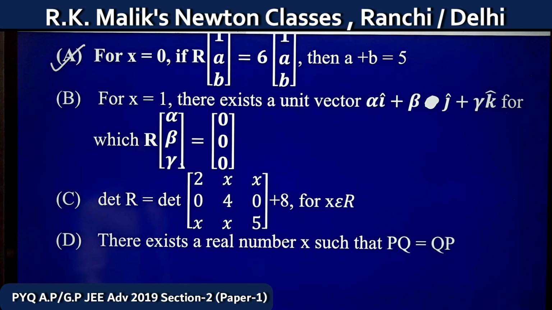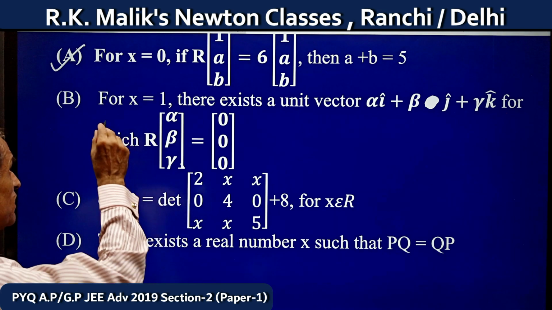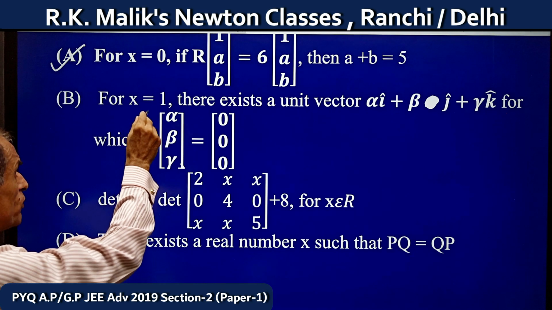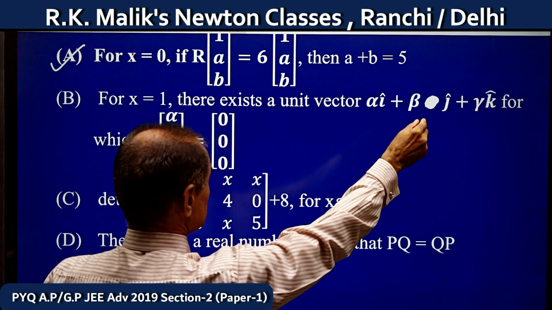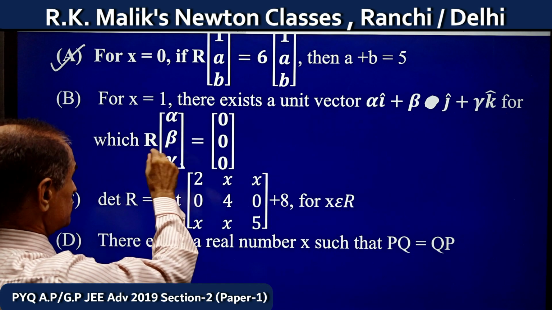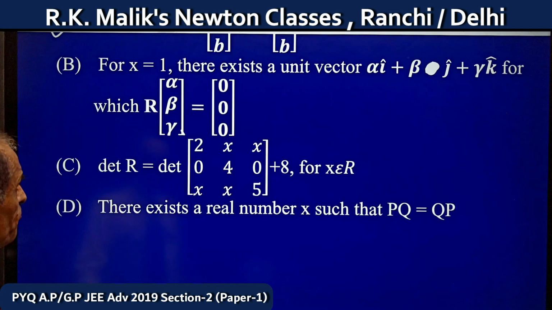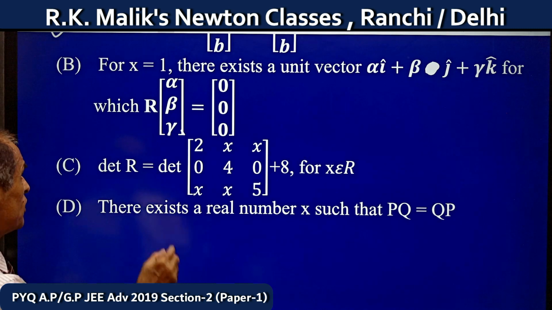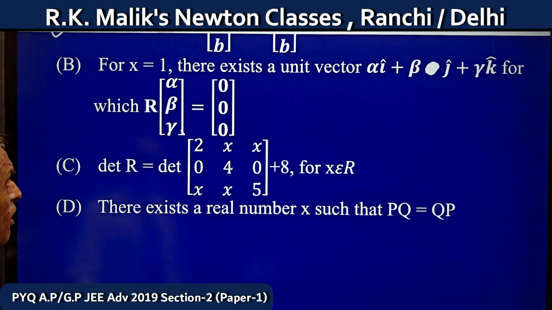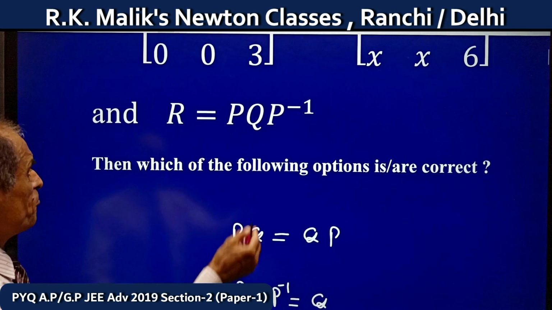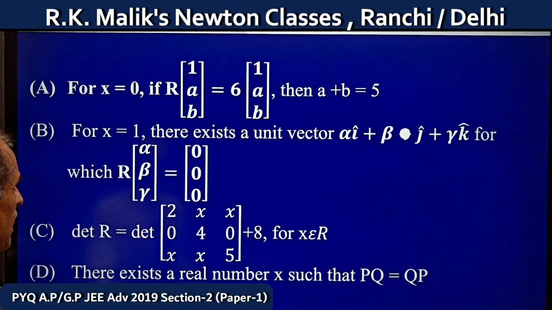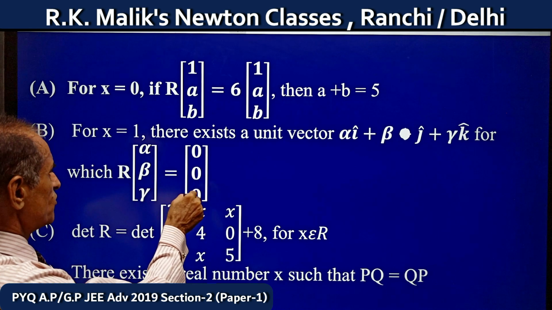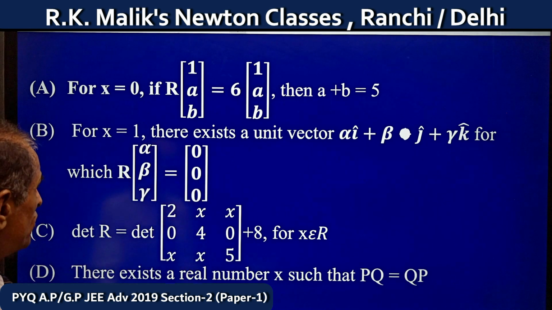To check choice B, he is saying for x equal to 1, there exists a unit vector alpha i plus beta j plus gamma k for which this is equal to this. But it will be very lengthy if we find the R matrix by using this formula for x equal to 1. Actually, I can check this without finding the value of the R matrix.